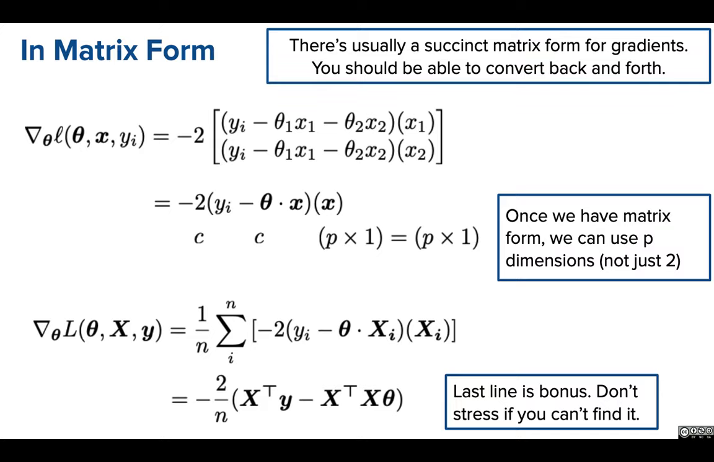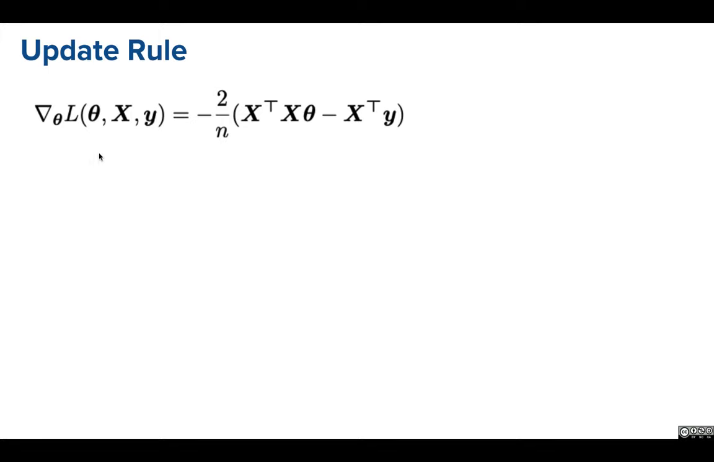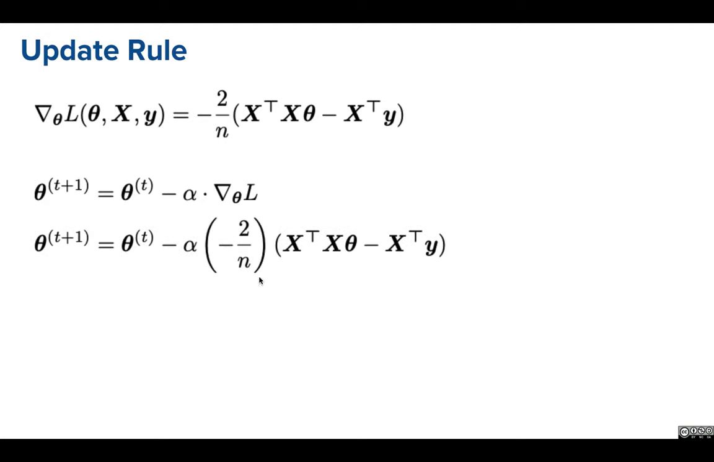Okay, so here's an update rule. Here's my gradient. Here's gradient descent. Plug the first row into the second row, and I get this. Okay, so this is the update rule. And again, because I have this in matrix form, this works for any number of variables. So we've actually derived the gradient descent update rule for a multivariable linear model, with any number of dimensions and any number of rows.